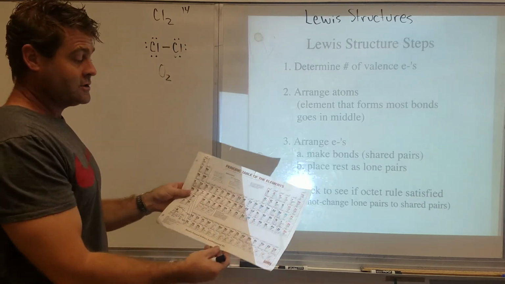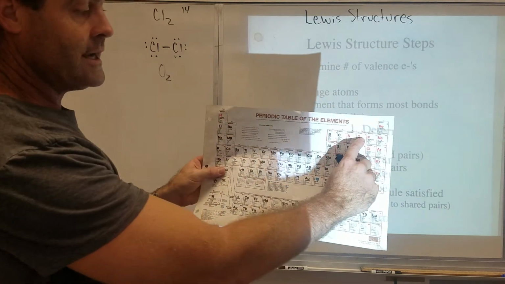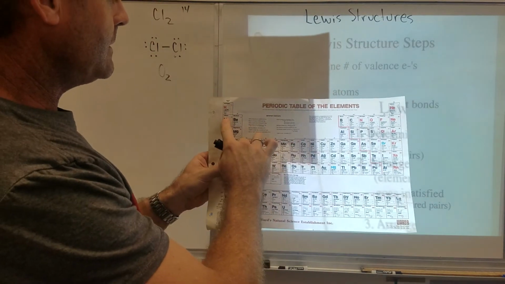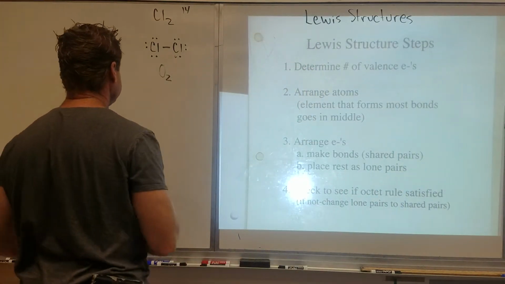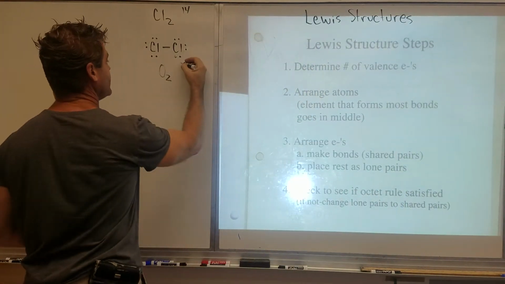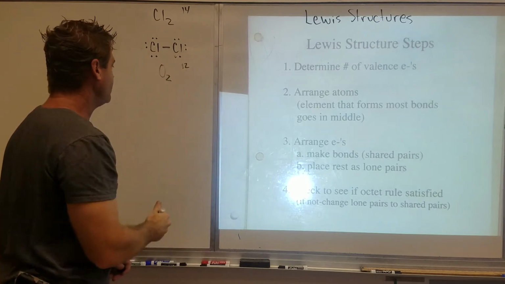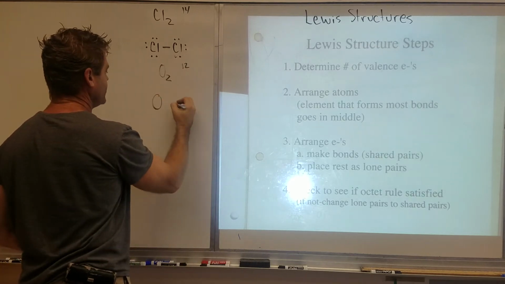Determine number of valence electrons. So we look at oxygen. I look at oxygen, it's right here. So hopefully you guys have your own periodic table. 1, 2, 3, 4, 5, 6. It's got 6 valence electrons. But there's 2 of them, so that's a total of 12 electrons. So I put 12. Once again, there's only 2 atoms, so I'm going to put them next to each other.